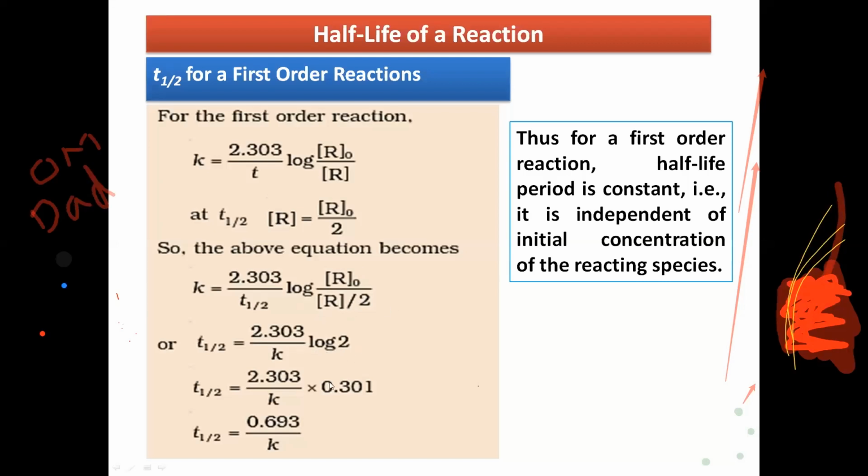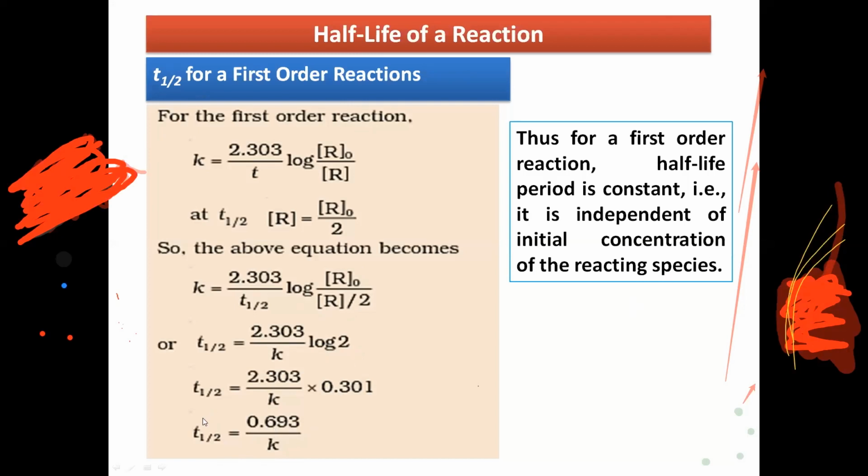The value of log 2 is 0.301, multiply with this factor, and finally you will reach 0.693 by k. So the t half expression for the first order reaction is 0.693 by k. From this, the ultimate conclusion is that for a first order reaction, the half-life period is constant and independent of the initial concentration.